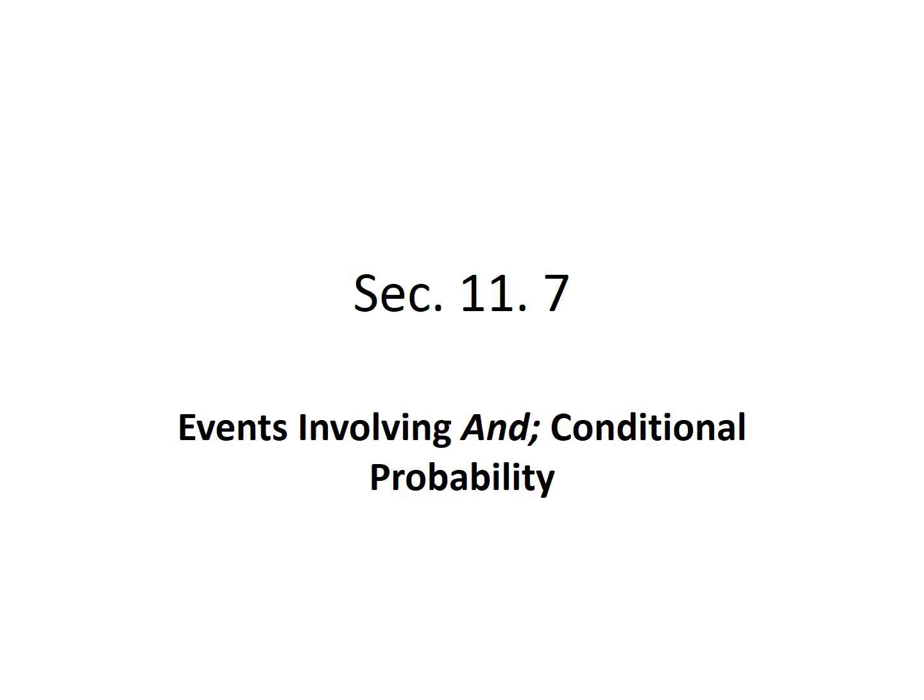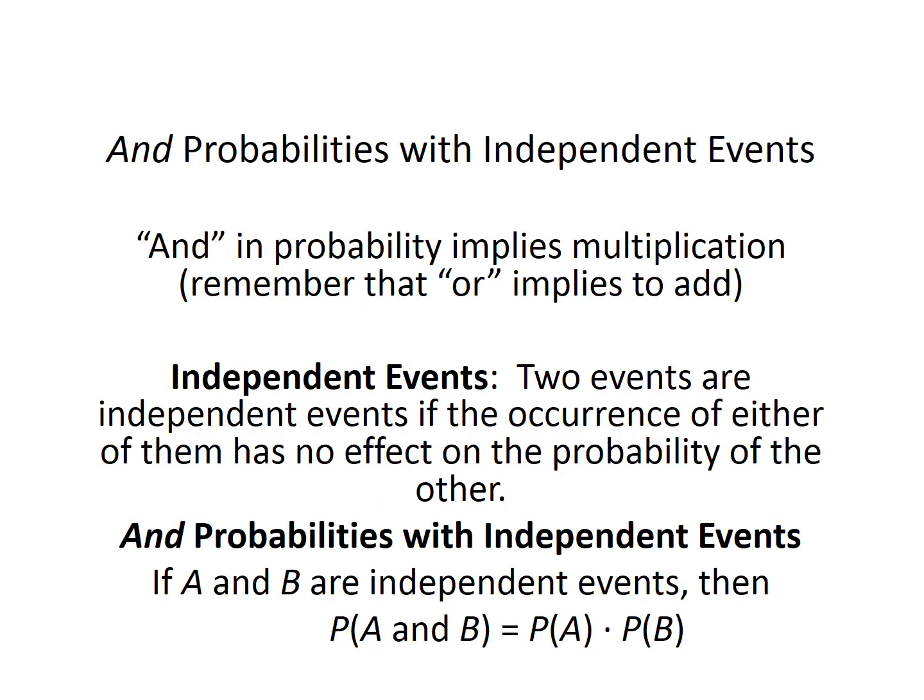This is a recording for section 11.7, events involving "and," as well as conditional probability, and probabilities with independent events. And in probability implies multiplication, right? So anytime you see something and something, you should always think times. Of course, "or," which we studied in the last section, implies to add.